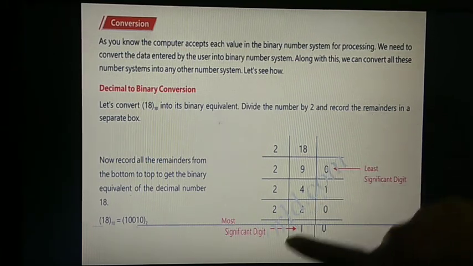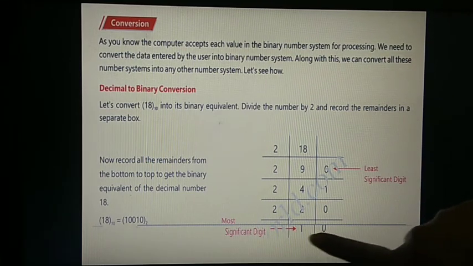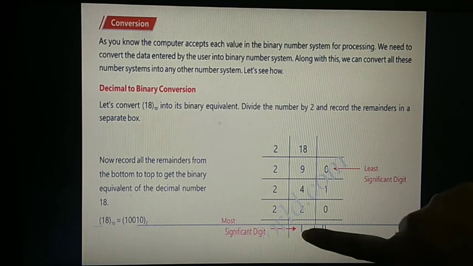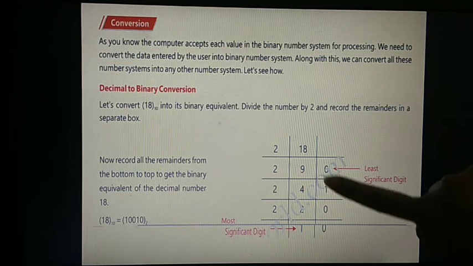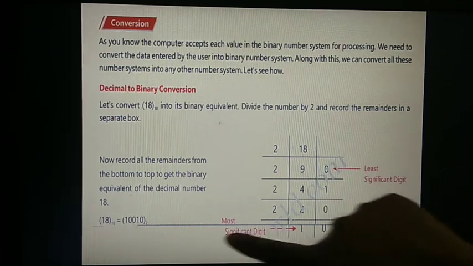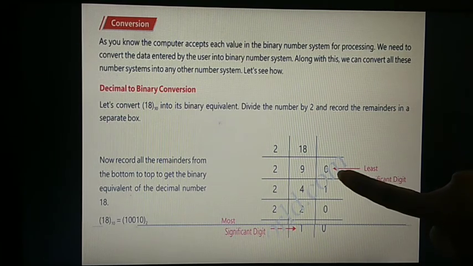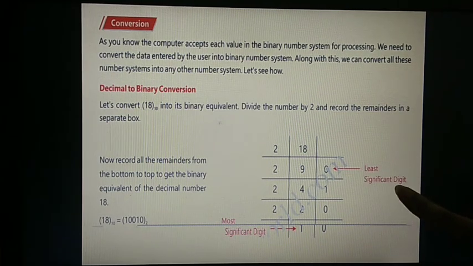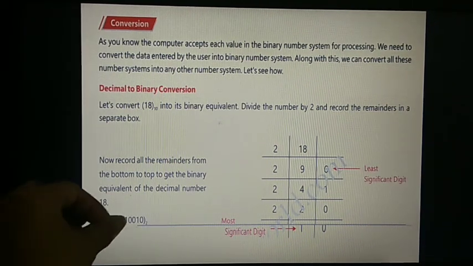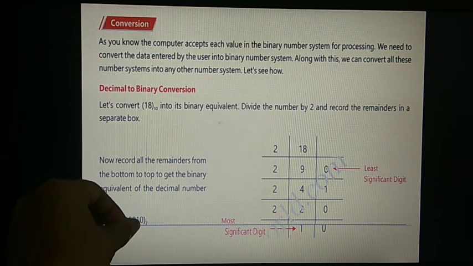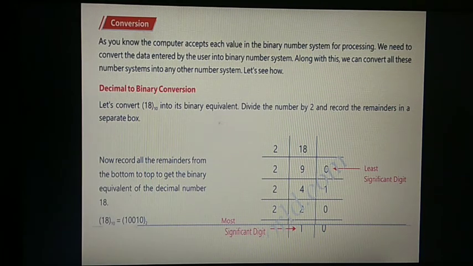it will be from bottom to top. See, like this, from bottom to top. Okay, that is 1 0 0 1 0. 1 is the most significant digit over here, and 0 is the least significant digit over here. 1 is the most, meaning the starting stage, and 0 is the least significant, that is the last stage. Okay, did you understand this?